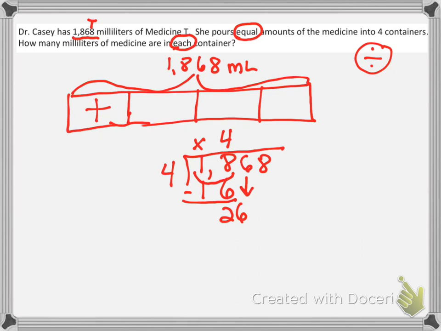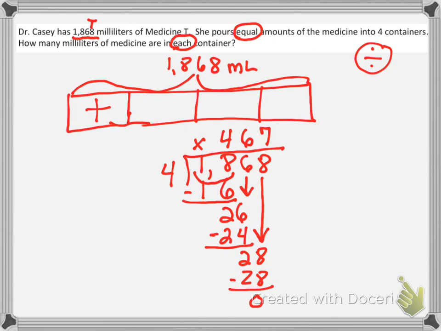It can go 6 times. 6 times 4 is 24. We need to subtract. We get 2. We bring down our last number, and it's 28. 4 goes into 28, and 28 divided by 4 is 7. And 7 times 4 is 28, and we need to subtract, and we get a remainder of 0. So T equals 467 milliliters. So inside each one of these boxes would be 467 milliliters.